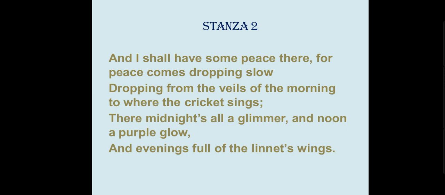He says in the further line, dropping from the veils of the morning to where the cricket sings. He especially connects peacefulness with the early morning. He describes here how he would feel peaceful. In the morning time, when it is cloudy and the view is not very clear, then it will appear as if the morning has worn a veil. Veil means, children, a thin cloth which covers the head. The morning looks like that. It means the morning has hidden itself.